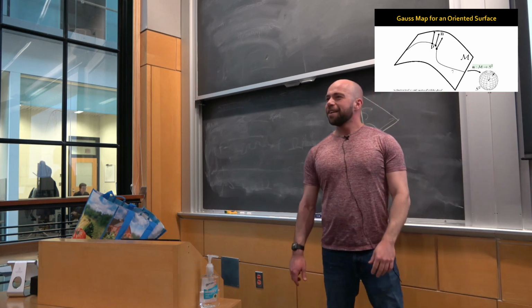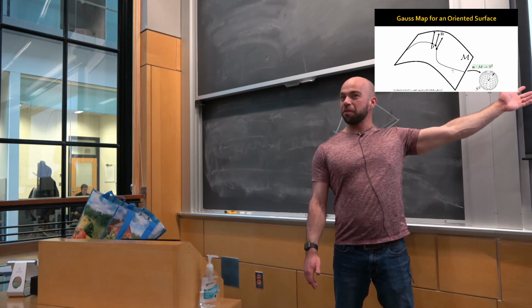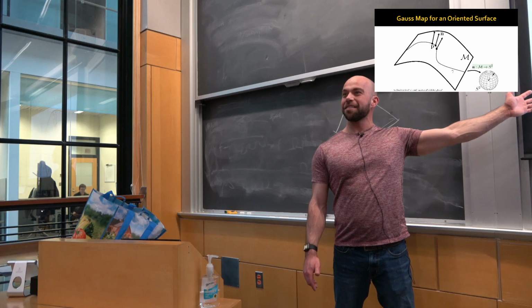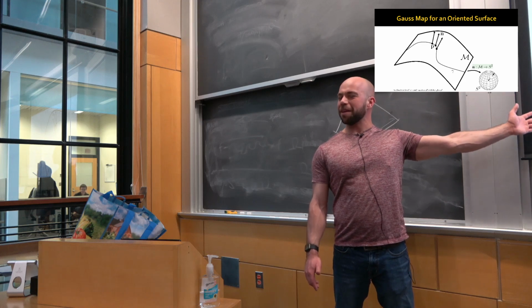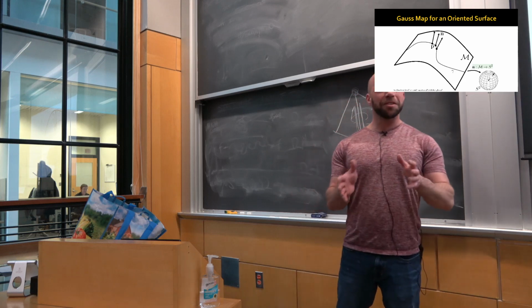So for example, if I have a plane, a flat object, what's the derivative of n? 0. What would I expect the curvature of a plane probably to be? Also 0. Yeah, so there's some superficial connection here.